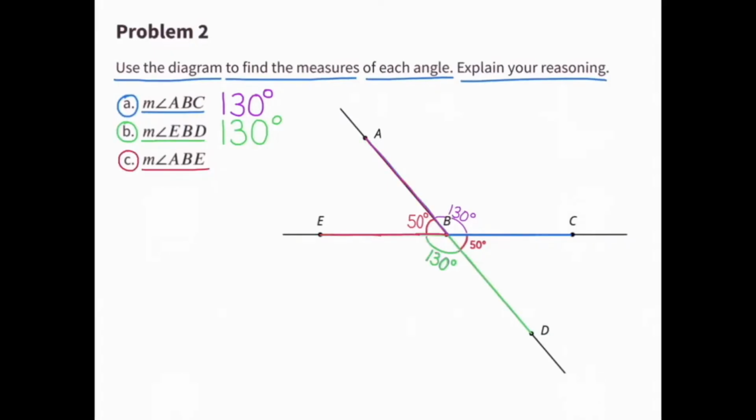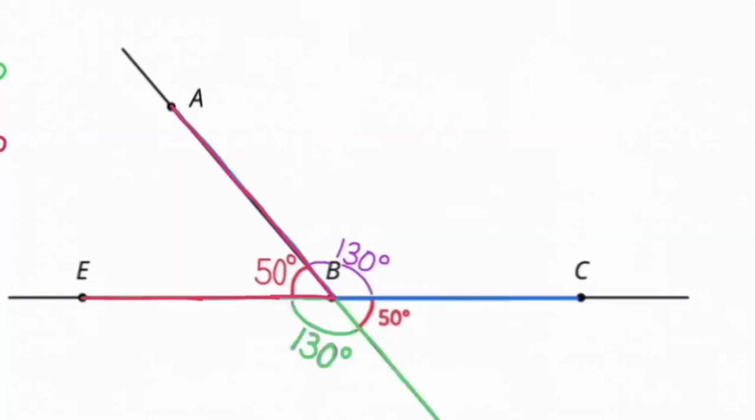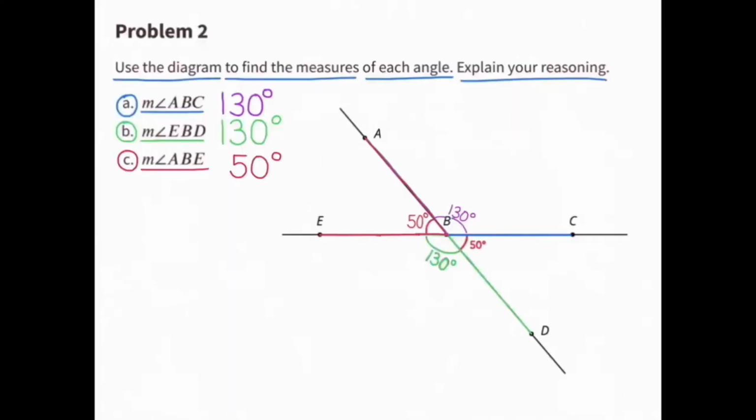C. What is the measure for angle ABE? Highlighted in a reddish color, angle ABE is 50 degrees. Again, 50 degrees plus 130 degrees equals 180 degrees. The measure of angle ABE is 50 degrees.